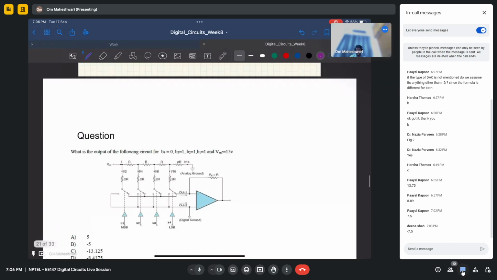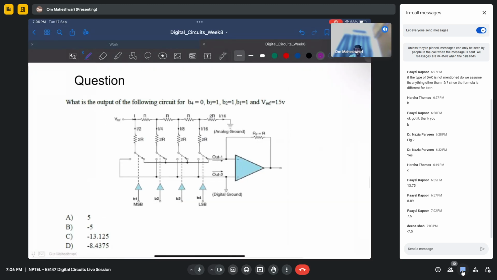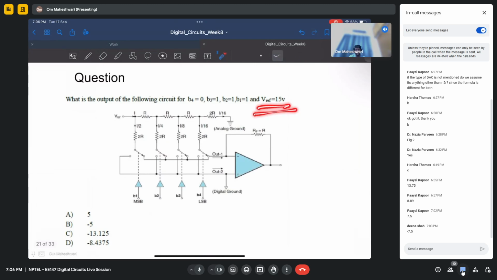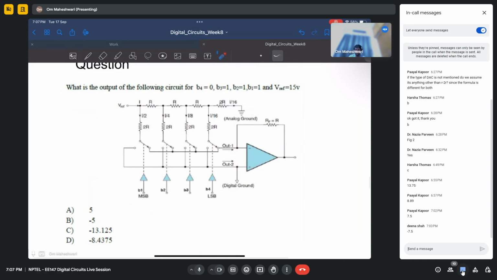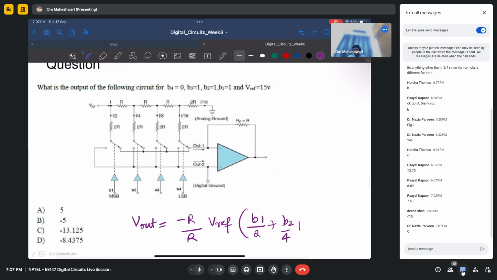Okay, so a very similar question, the next one, just Vref is different and these bits are different. So if you guys can give me the answer quickly, just use the formula Vout equals minus Rf by R, or simply in this case R by R, Vref into B1 by 2 plus B2 by 4 plus B3 by 8 plus B4 by 16.